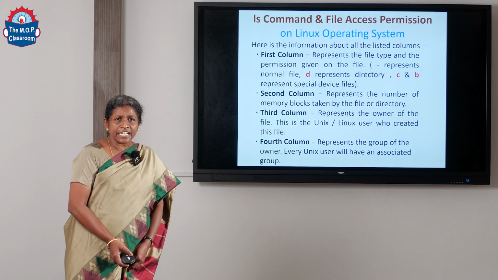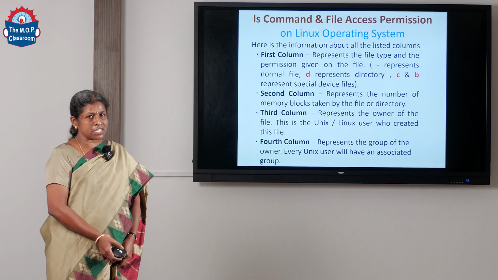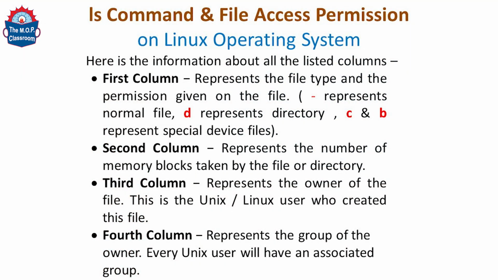In the detailed listing, there will be 7 columns displayed and each column has a specific meaning. The first column represents the file type as well as the permission given on the file. The first character of the first column may contain either a hyphen or d or c and b. Hyphen represents a normal file, d represents a directory, and c and b represent special devices, where c is a character device and b is a block device.